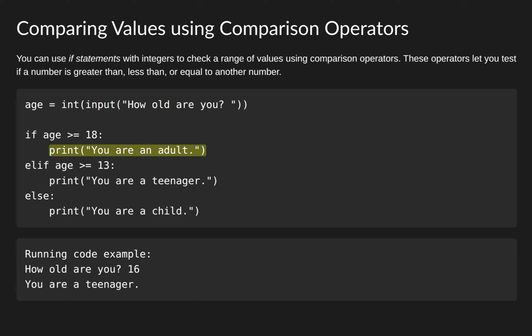If your age is 18 or older, it prints that you are an adult. If your age is at least 13, but less than 18, it lets you know you are a teenager. For any younger age, it prints that you are a child. If you enter 16 as your age, the program responds with, "You are a teenager."